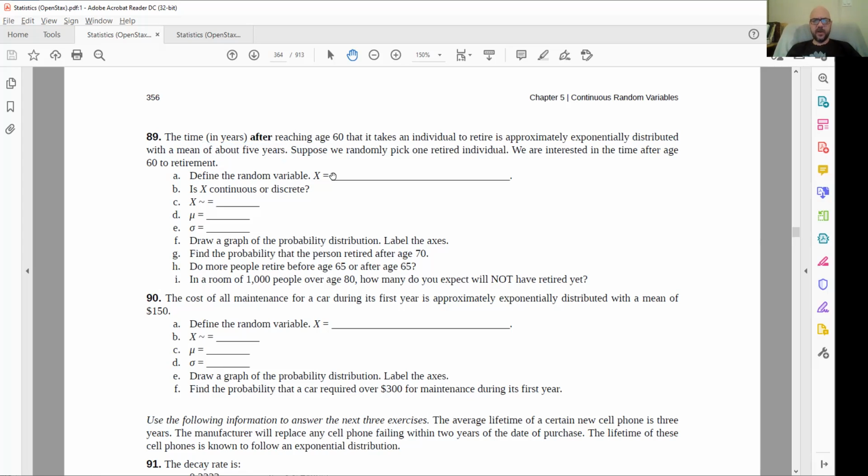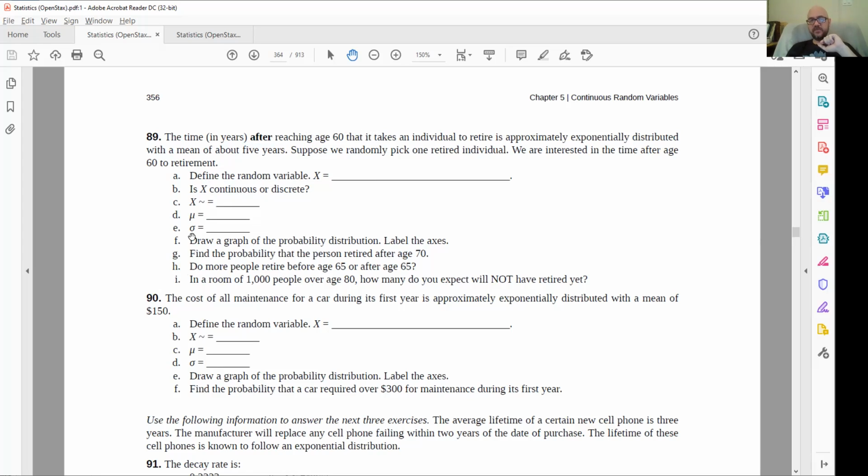All right, so define the random variable. X is the number of years after age 60 that a person retires. X is continuous because time, just like in the last problem, is still continuous. X is approximately an exponential distribution, so exp of 1 over mu. Remember that m is 1 over mu, mu is 5, so exp of 1/5.